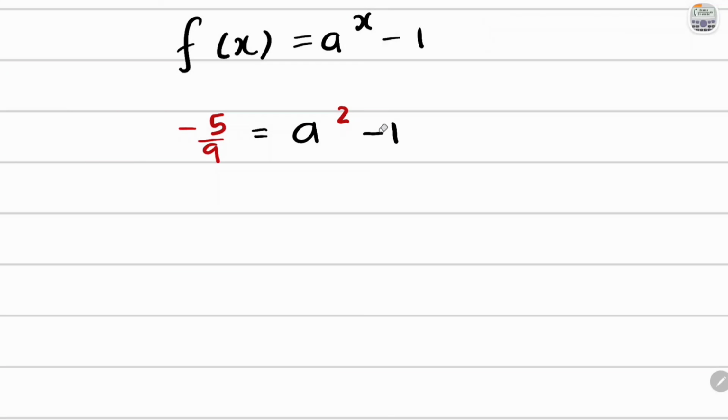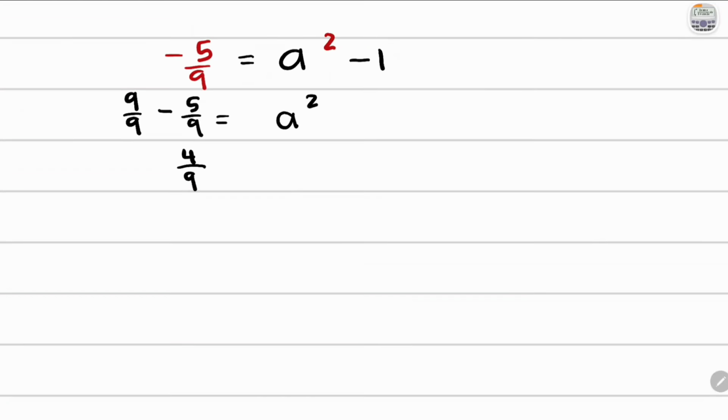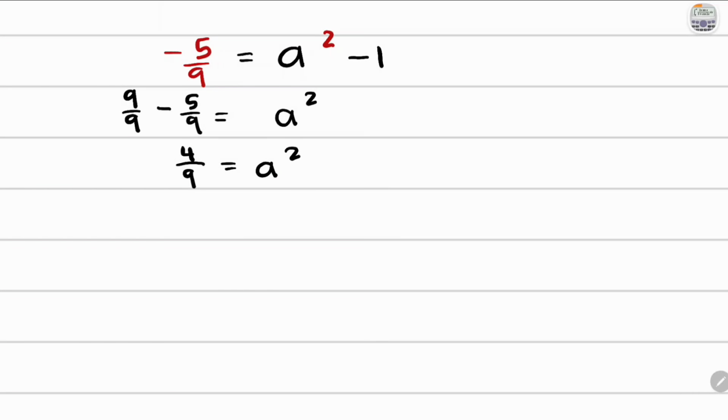Okay, so let's go ahead and take negative 1 over. When negative 1 goes over, it becomes positive 1. But here's the thing about positive 1. It can be written as, because this denominator is 9, I'll write it as 9 over 9. You can use a calculator. And then it's minus 5 over 9 is equal to a squared. And 9 minus 5 is 4. So this is 4 over 9. The denominator stays the same since we're subtracting. And we have a squared.